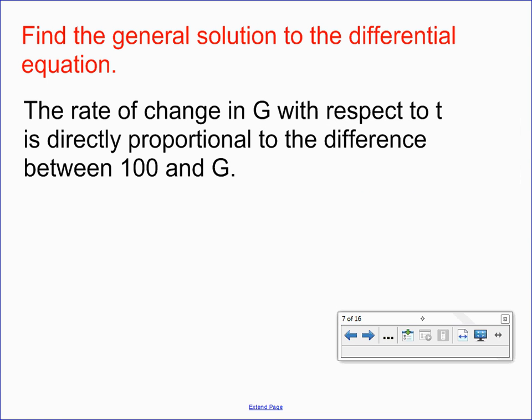Let's find the general solution to the differential equation. So this is the rate of change in G with respect to T is directly proportional to the difference between 100 and G. So this is our Bellwork number 2. We're going to go back and now find its general solution. So again, start with the differential equation, please, and write this notation. Go ahead and share with the class what we had for that. So the rate of change in G with respect to T is directly proportional to the difference between 100 and G. What does that look like with the math statement? Michael? dG/dt equals k times (100 minus G).